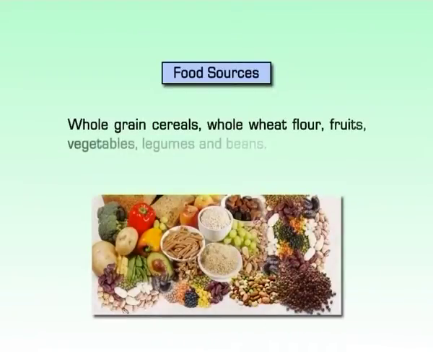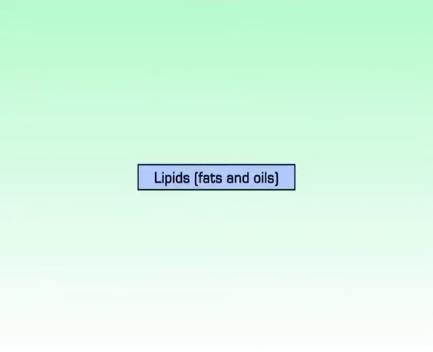The food sources of fiber: whole grain cereals, whole wheat flour, fruits, vegetables, legumes, and beans. Now, lipids. Lipids, that is fats and oils. Lipids, like carbohydrates, are composed of the elements carbon, hydrogen, and oxygen, and some contain phosphorus and nitrogen.